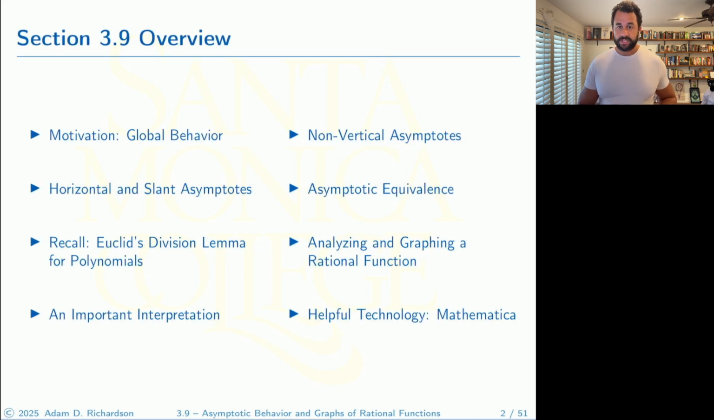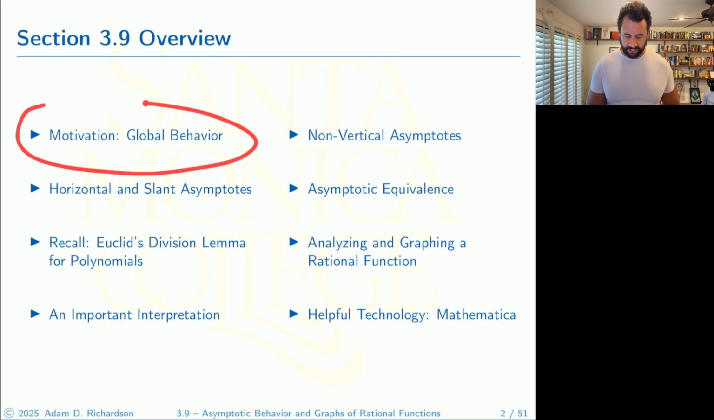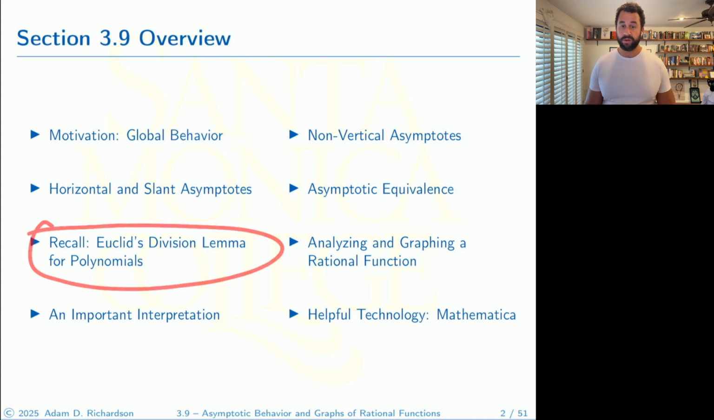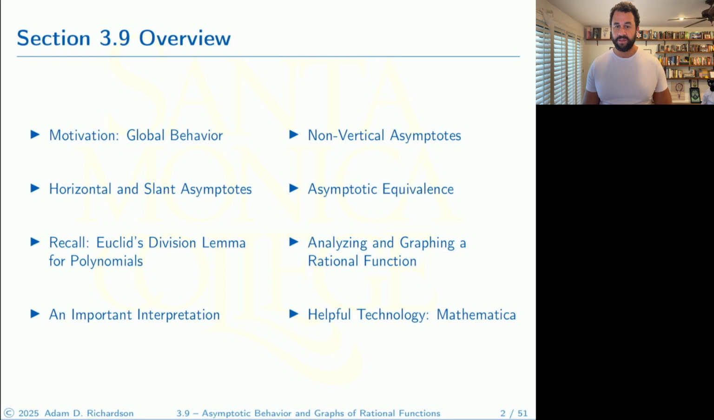All right. So we're going to start with just some motivation. It's always a good place to start. Global behavior and local behavior. We're going to talk about horizontal and slant asymptotes or oblique asymptotes. We're going to recall this important lemma that we've used a few times now, the division lemma for polynomials. Then we're going to review an important interpretation of that lemma. And that's really what's going to help us understand the asymptotic behavior of these rational functions.